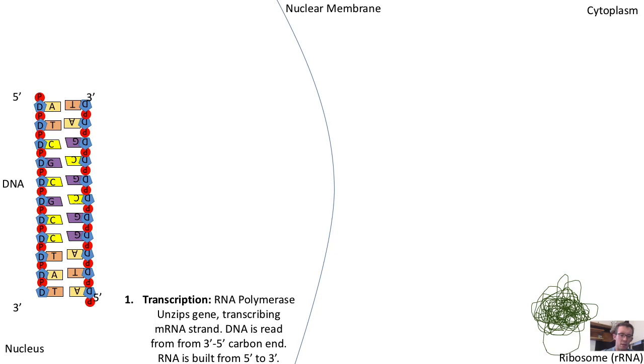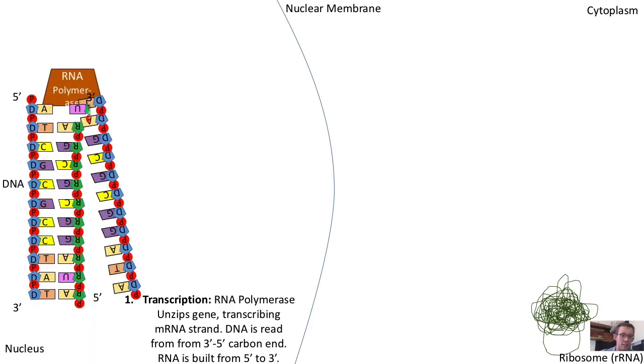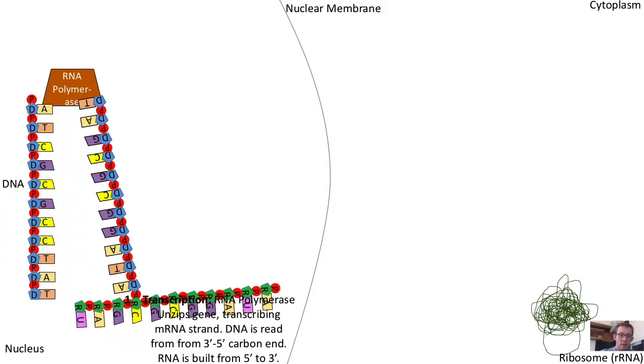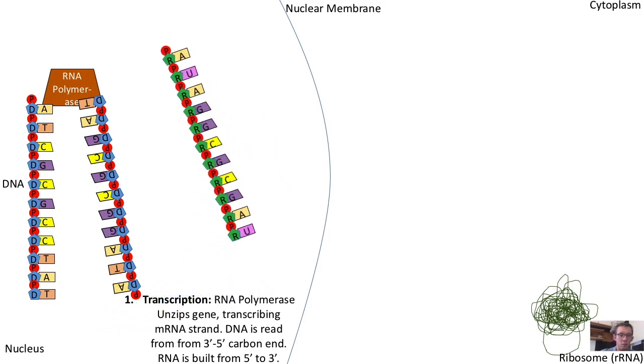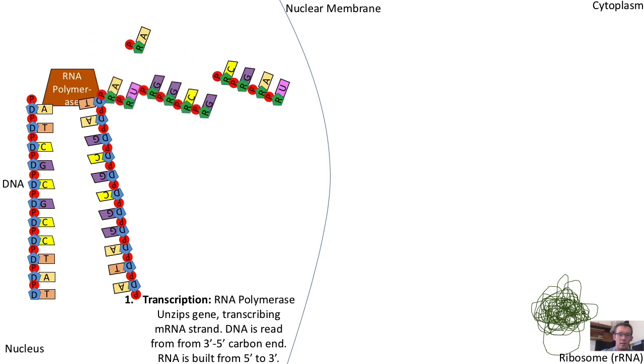So let's watch that happen here. We'll bring up the enzyme RNA polymerase. And we'll watch it as it unzips the DNA and transcribes RNA in its wake. So after the messenger RNA gets made, it goes through processing before it leaves the nucleus. And so we'll watch that happen here.